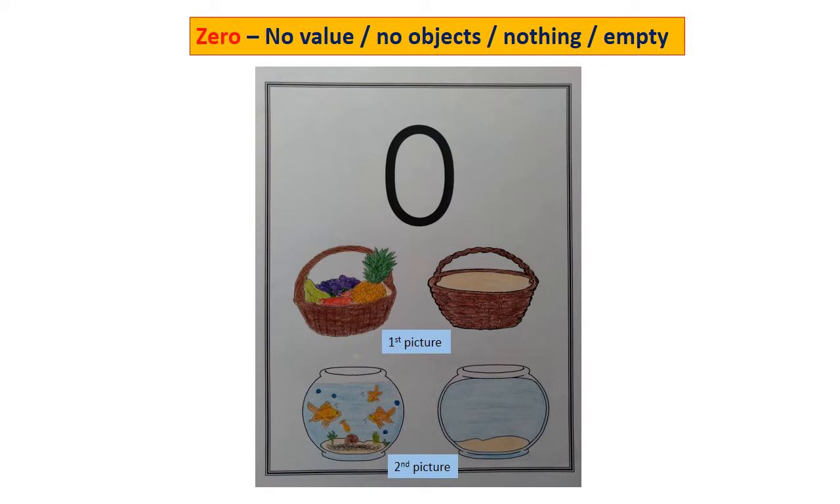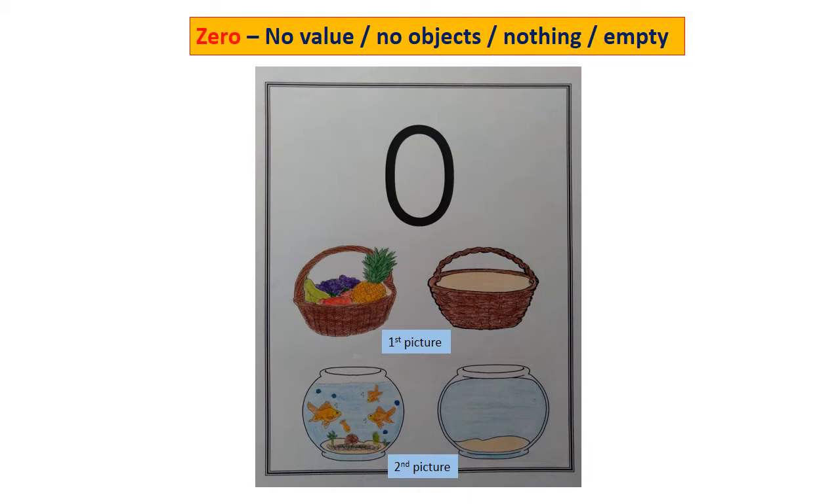Let's see. Here you can see there are two pictures. In the first picture we can see there are two baskets. The first basket has fruits. It's full of fruits. In the second one, I can't see any fruits there. It's empty. Nothing we can see there.